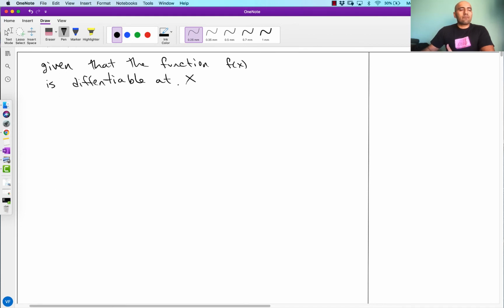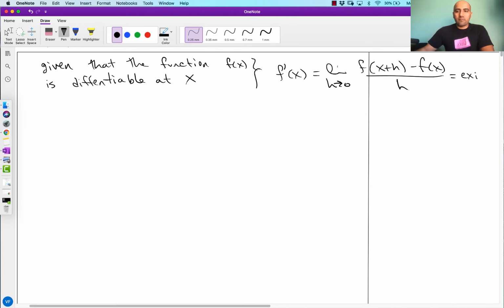What does that mean? Is differentiable at x? Well, that means that the derivative exists, right? This little sentence here means that f prime of x, which is equal to the limit as h approaches 0 of f of x plus h minus f of x all over h, is a valid thing. It exists. Right? Just assume that that's true.